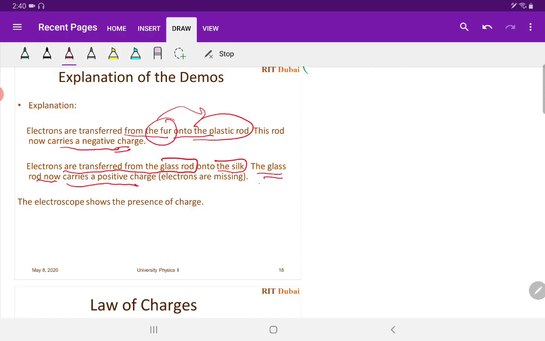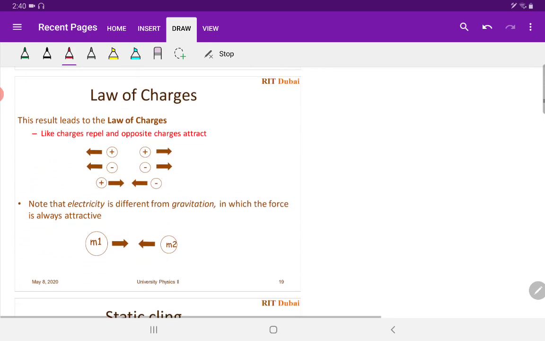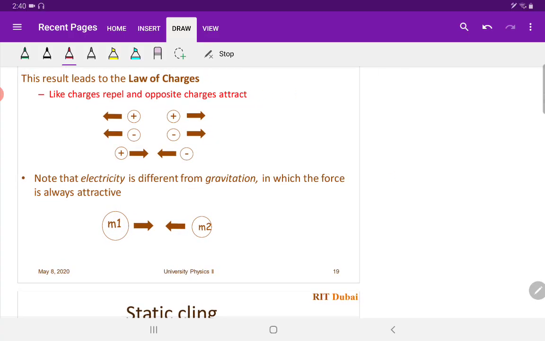In the case of the glass and the silk, it's the opposite way. The electrons transfer from the glass to the silk, and that's why the glass will have what? A positive charge, while the plastic will have what? A negative charge. Now, we talked about this in the previous slide. Positive with positive repel each other. Negative with negative repel each other.